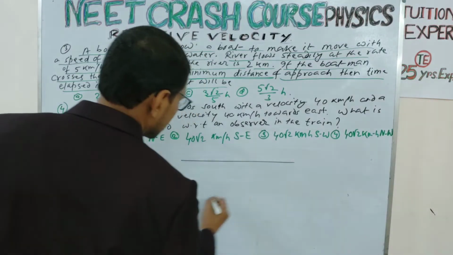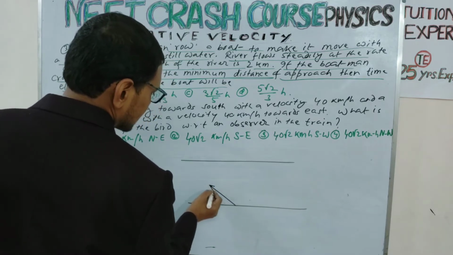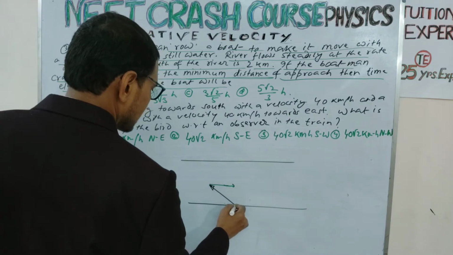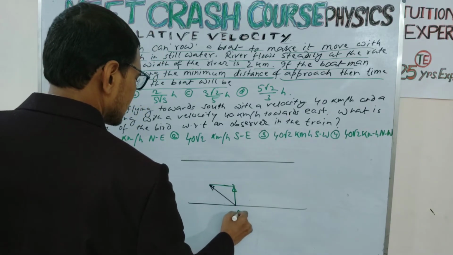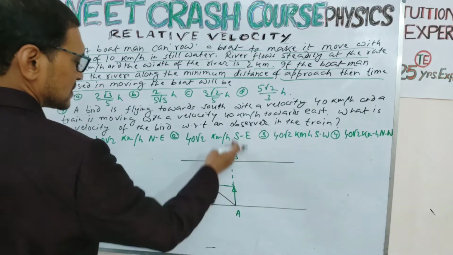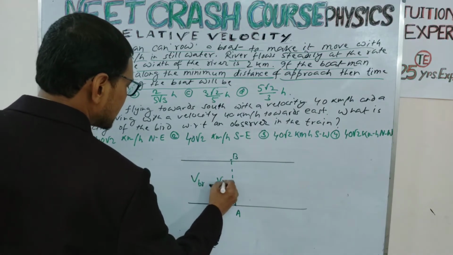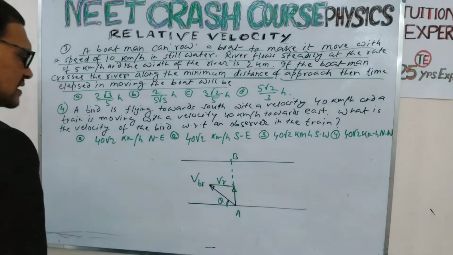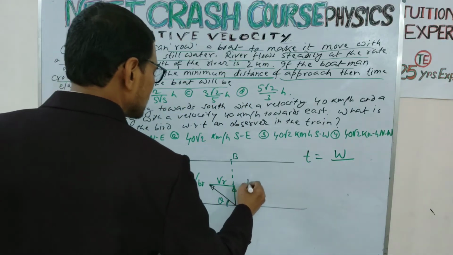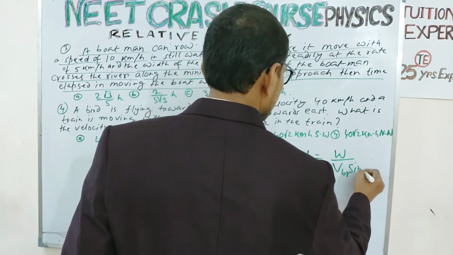So the figure is like this. Minimum distance means the man can reach at this point. So this is the crossing of the river along minimum distance. Now this is VBR, this is VR. If we can measure this angle, then time taken T equals width divided by VBR sin theta. So this is the time taken.